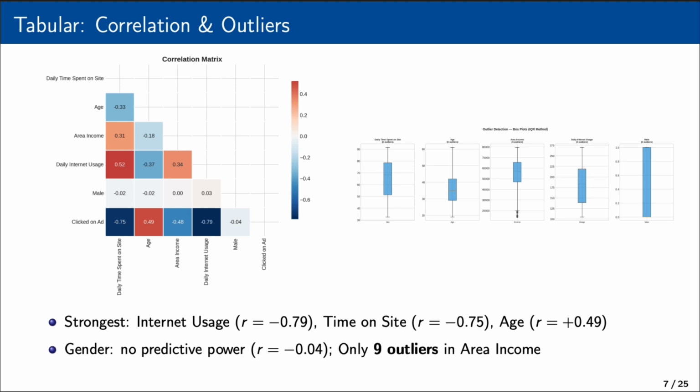Notably, the gender feature has essentially no predictive power, with a correlation of only negative 0.04. This is a feature that could safely be dropped. Now for outliers. Only 9 outliers were detected in area income using the IQR method. The other features had no outliers at all, so the dataset is remarkably clean.